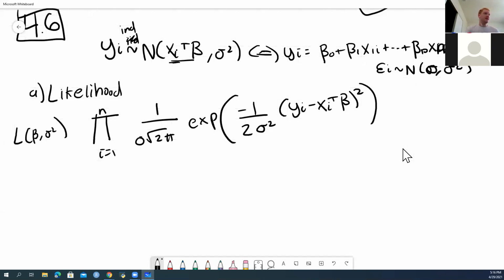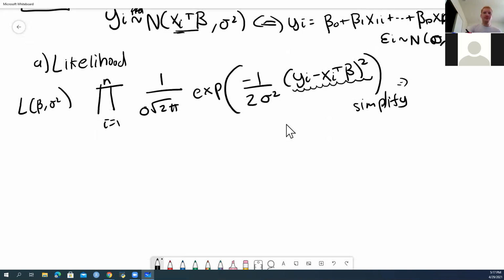You can simplify this further, so I would recommend simplifying it a little bit. I'm not going to do that, but if you'll notice, this term up here ends up being what you minimize, which is the same as what you would do for least squares regression. That's why the estimates are actually the same. Okay, so now let's talk about logistic regression.